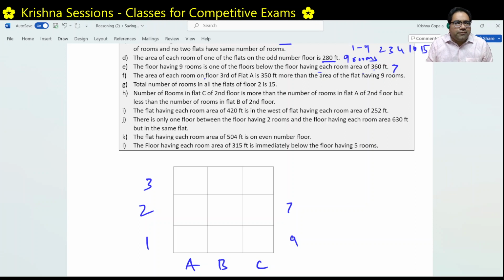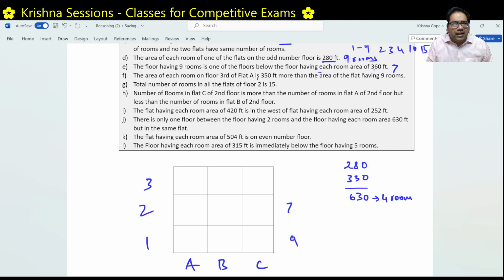Next, the area of each room on floor 3 of flat A is 350 square feet more than the area of flat having 9 rooms. Flat having 9 rooms has got 280 square feet plus 350, right? 280 plus 350, this will be 630. Now 2520 by 630. This will give number of rooms. This 630 is actually 4 rooms. 4 rooms. So what is it saying?